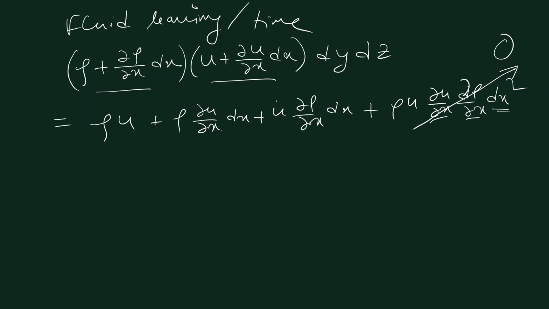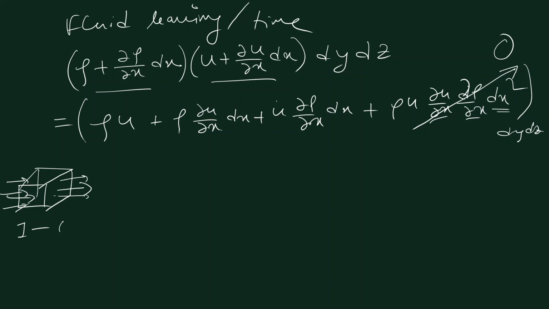Now the difference between this inflow and this outflow can be the original rate of inflow through this surface minus the rate of outflow through this surface, and the difference will be given by minus del x of rho u dx dy dz.